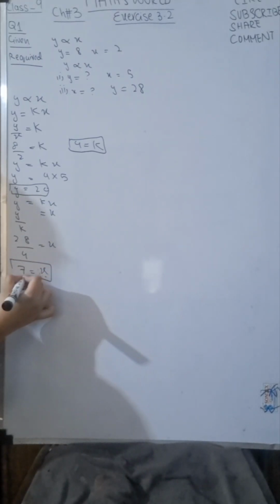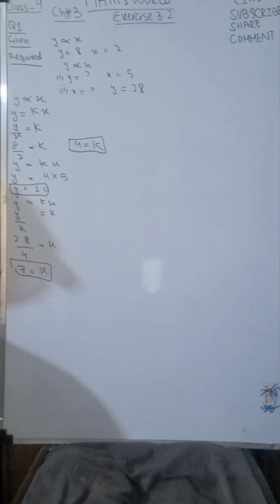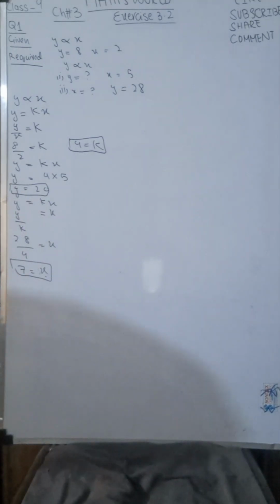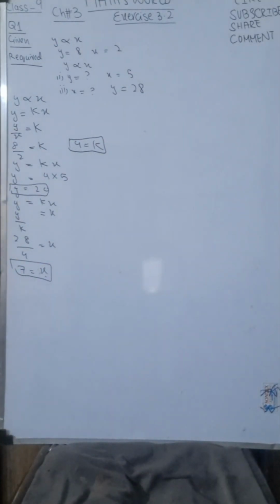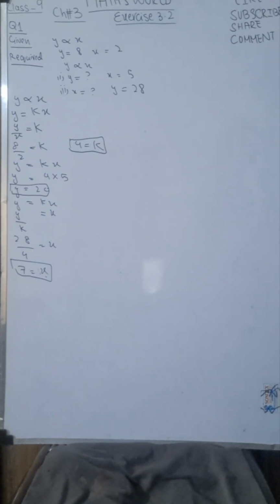Like this, we are going to solve the other questions that are on the basis of direct variation. And if you just see question number 2, that is also based on direct variation. So question number 2 is that y is proportional to x.